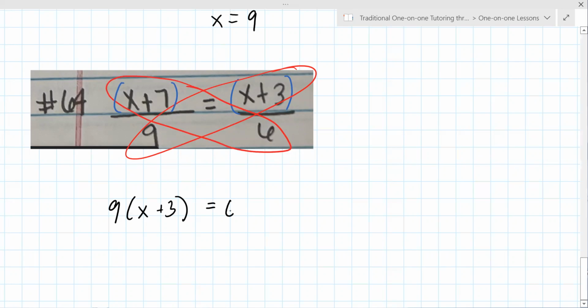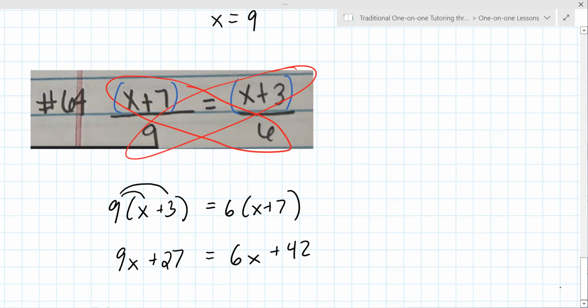And 6 is the number, right? Yes, 6 times x plus 7. Okay. So you distribute the 9 to both terms. 9x plus 9 times 3 is 27. 6x and 7 times 6 is 42.